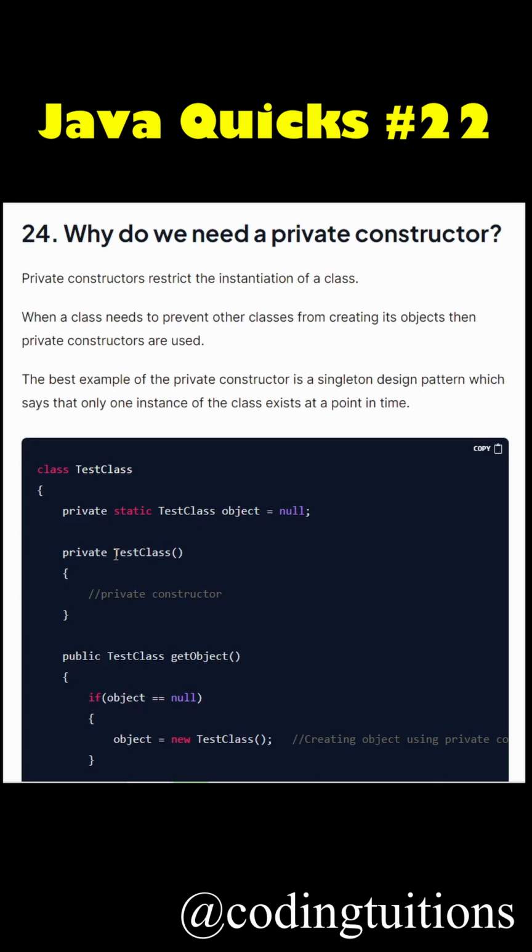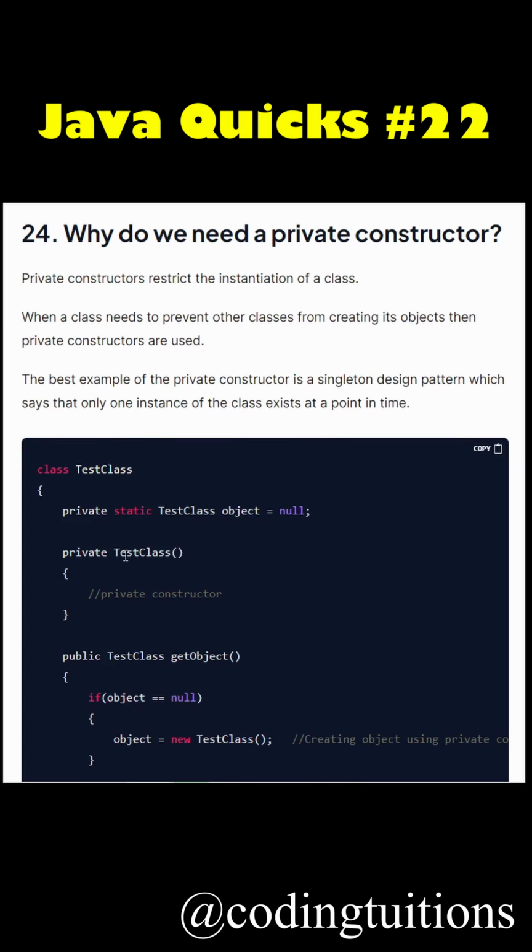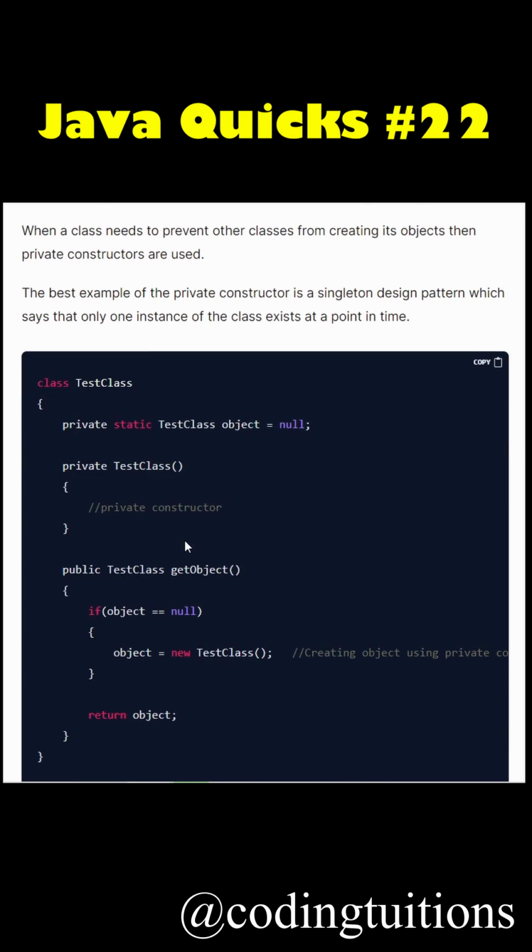If we can't create the object of this class, then what is the use of it? So the best example of a private constructor is the singleton design pattern, which says only one instance of a class can exist at a point of time. Let us understand this with an example.